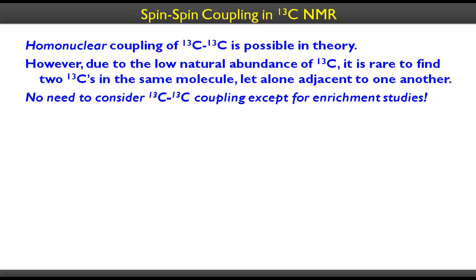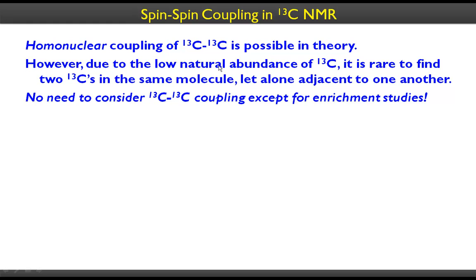So the natural abundance is 1.1 percent. So the probability of having a situation where one C13 is adjacent to another C13 to couple with each other is much more remote than what we have seen in hydrogen NMR. So though theoretically one should expect it, practically we don't see that.